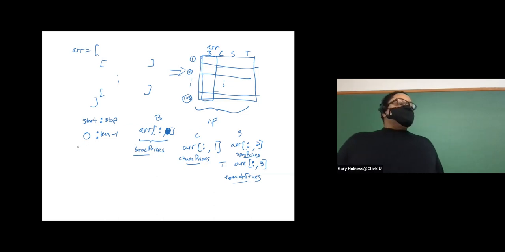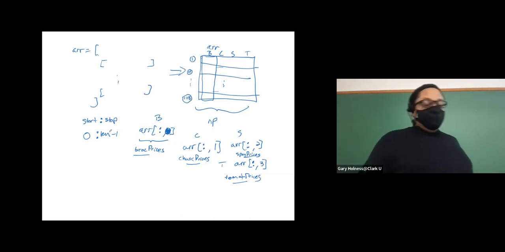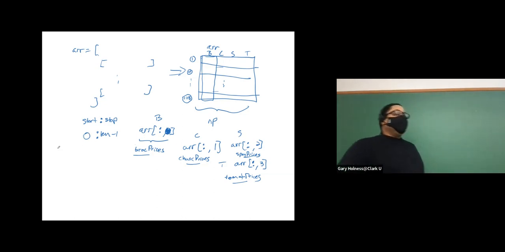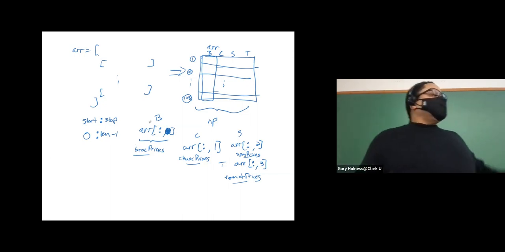Okay. Any questions? So we load from disk into memory, recast it as a NumPy array, we do the slicing, and then we can traffic in these individual pricing arrays to do our analyses, including the correlation coefficient. Okay, question.